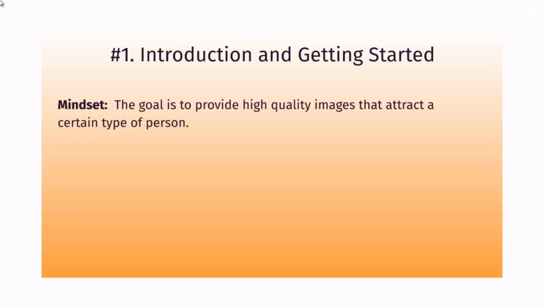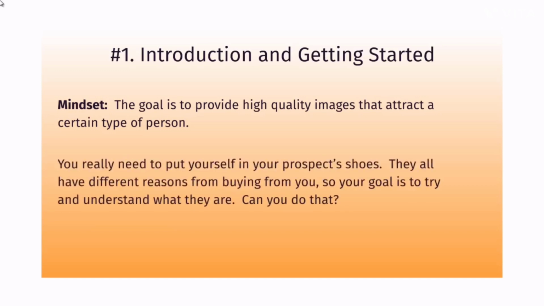So you want to make sure that you have a high quality image that attracts a certain type of person. Now, whenever you sell a product, you have to think: if I attract a certain type of person via an image, then from that point, what is their next step? Are they going to do more research, or how are you going to funnel them into your funnel, essentially? Before you can do any of that, you really need to put yourself in your prospect's shoes. They all have different reasons for buying from you, so your goal is to try to understand what they are. Can you do that?